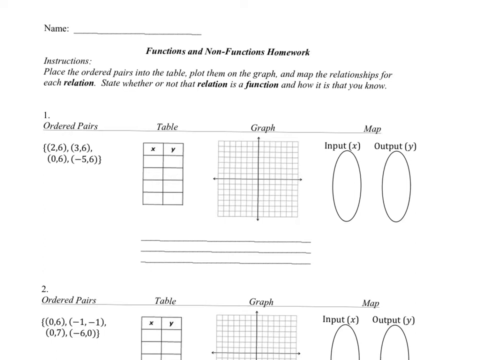So let's start with the first example. We've got some ordered pairs. We've got 4 of them here. So what we're going to do is put all of our x values into the table. And then we have to put the y values in there in the way that they correspond to the points. So we have the ordered pair 2, 6. So we're going to put the 6 with the 2. We're going to put this 6 with the 3, this 6 with the 0, and this 6 with the -5. So you're starting to see a lot of 6s, right?